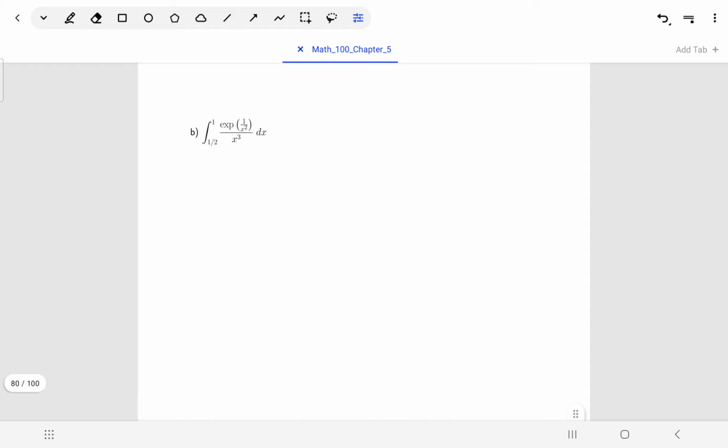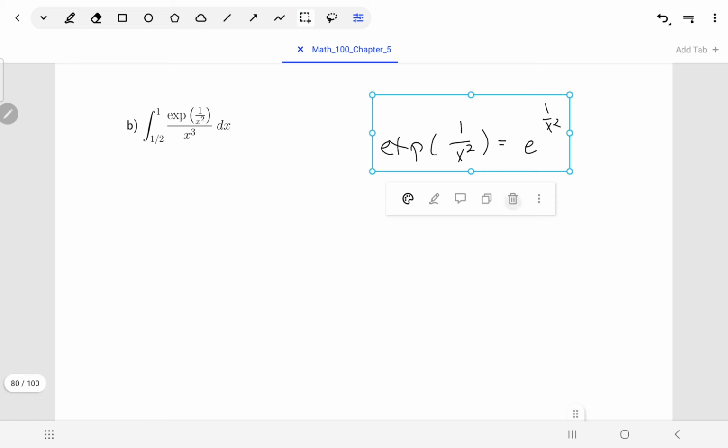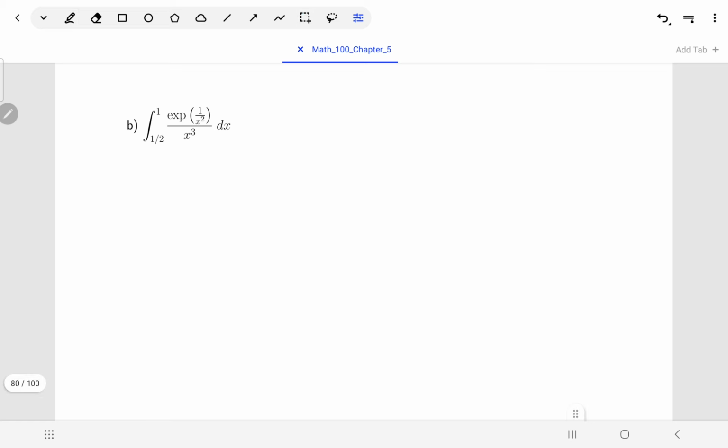All right, let's do another one. This one is also a little bit trickier. Trickier, number one, because of the notation. We need to remember that when we see that exp, that really means e to the power of. So exp of 1 over x squared is the same thing as e to the power of 1 over x squared. It just is a little bit more convenient to write it that way. That way we don't have tiny little fractions inside of exponents.